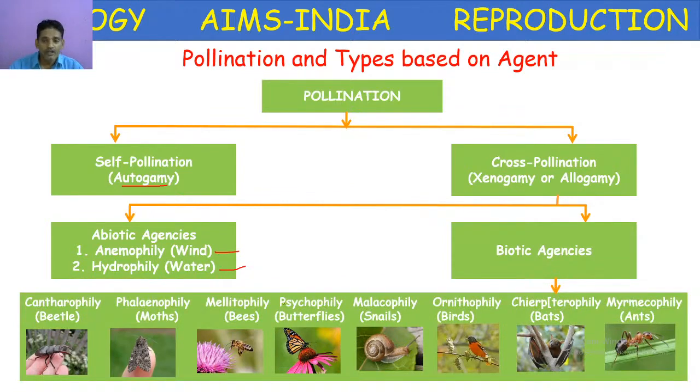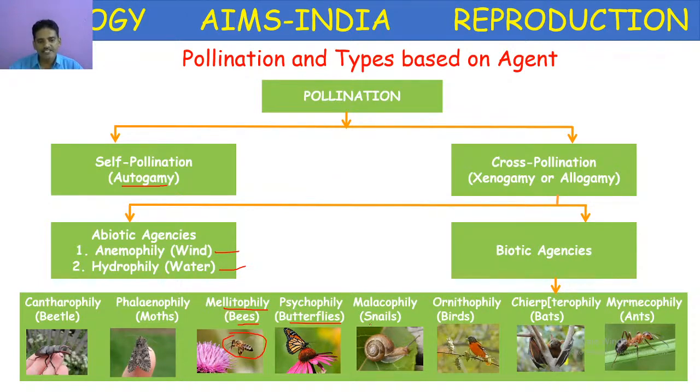See, if pollination is taking place by beetles, it is called cantharophily. If cross-pollination is taking place by means of moths, it is called phalaenophily. If it takes place by bees, it is called melittophily. Bees are very important in cross-pollination. Then, if it takes place by means of butterflies, it is called psychophily.